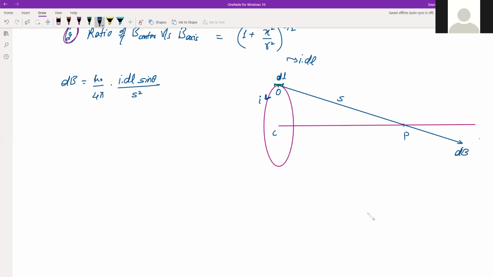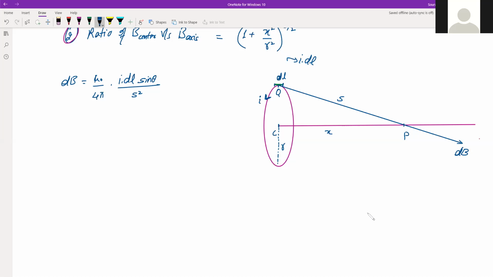Suppose this distance is X, that is from C to P, it is at X distance, and suppose this R is the radius of the coil.